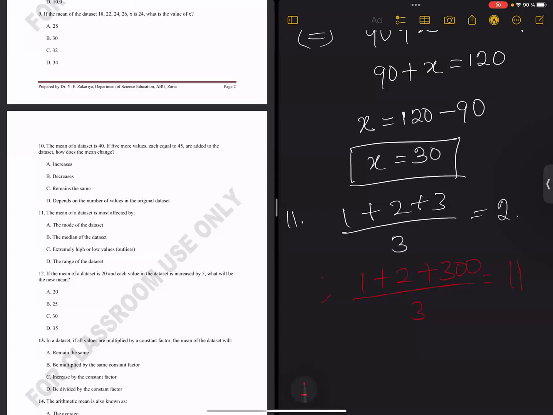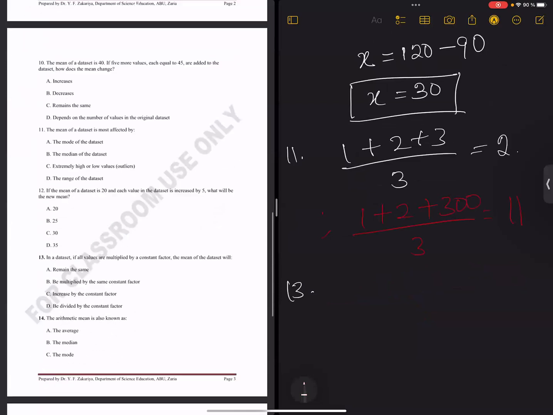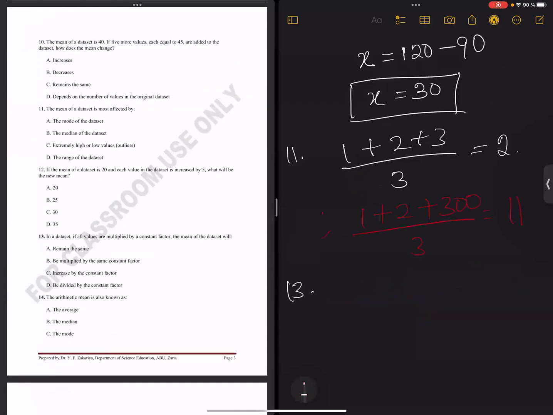The mode affects the mean, but the effect is not as high as that of the outlier. Take note. All right, we proceed. This is a conceptual problem. The correct answer is C, extremely high or low values.